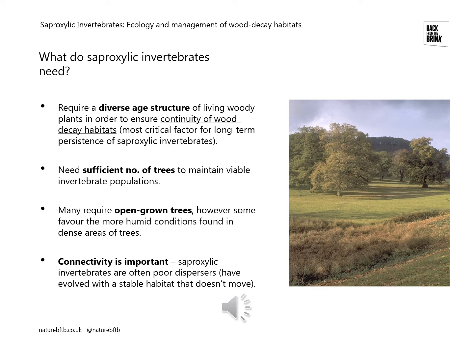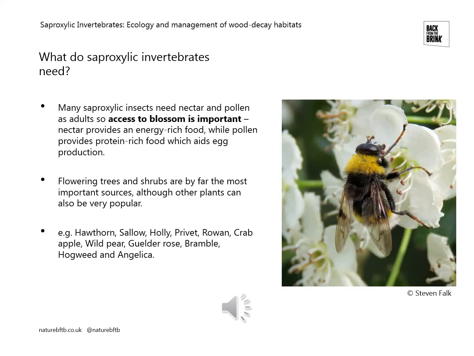And connectivity is really important. Our saproxylic invertebrates are often poor dispersers. They have trouble colonizing new habitat. So being able to move around the site and well-connected ancient or veteran trees is really valuable as well. Many of our saproxylic invertebrates need pollen and nectar as adults, so access to blossom is really important. They need the nectar, which is used as energy-rich food, and they also need pollen, which is protein-rich and helps with egg production.